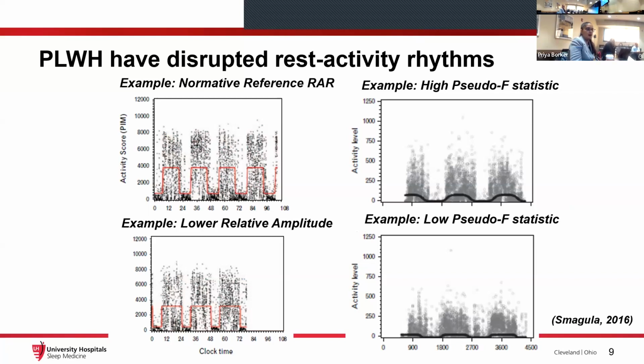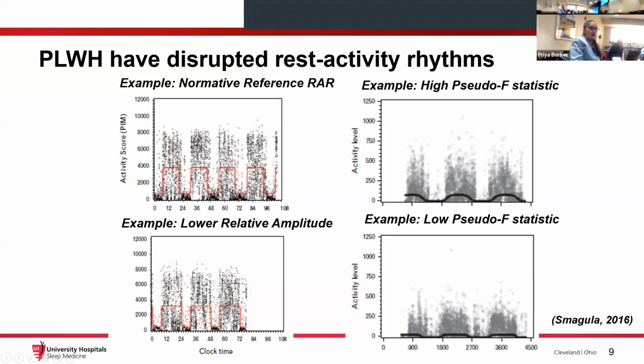And so you can see in the top left illustration, this is a representation of a normal rest activity rhythm. You can see the activity counts plotted on the y-axis and the clock time noted on the x-axis. In a very sinusoidal pattern, you have an increase in activity, and then that decreases to a lull to virtually zero. Again, a cyclical pattern, up and down throughout. And so the y-axis here gives you a measure of amplitude.